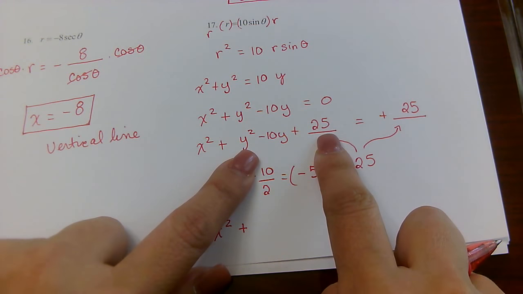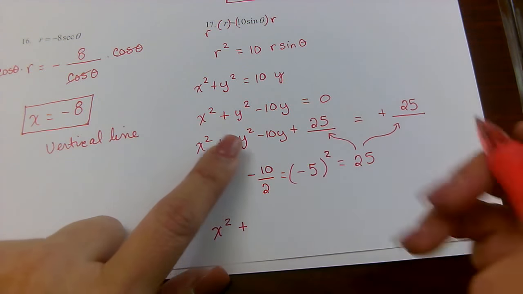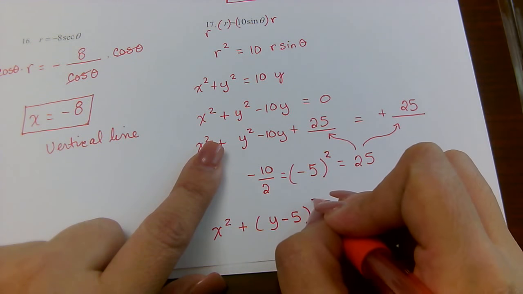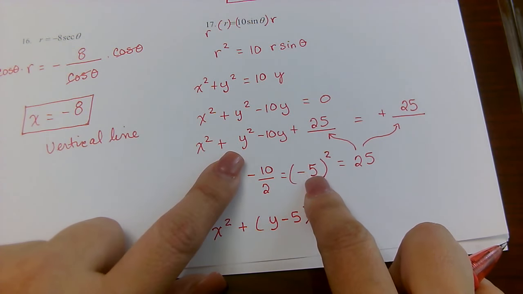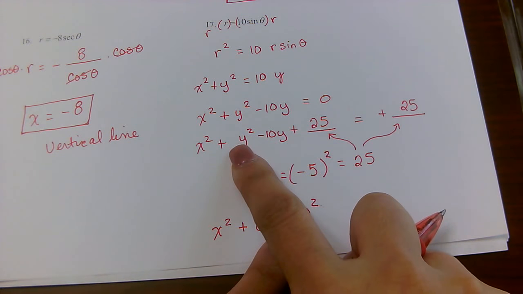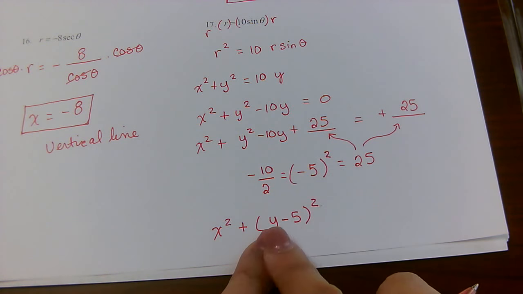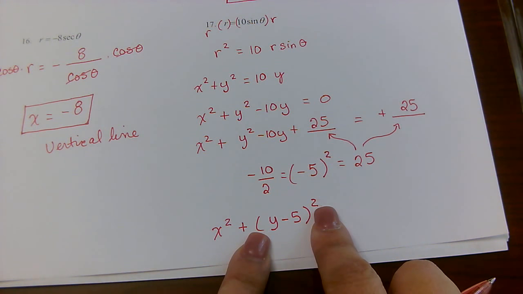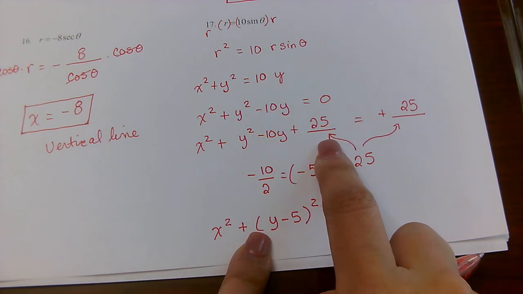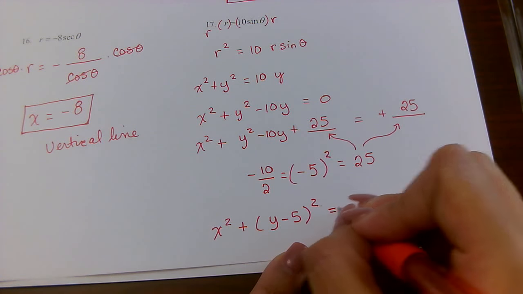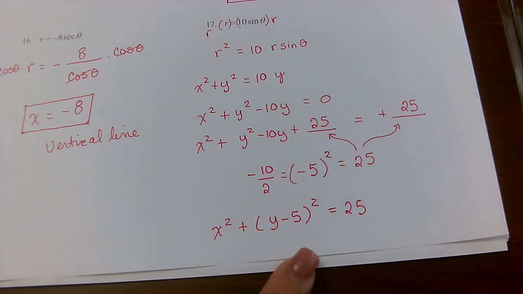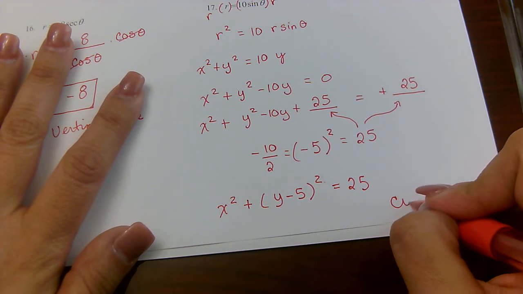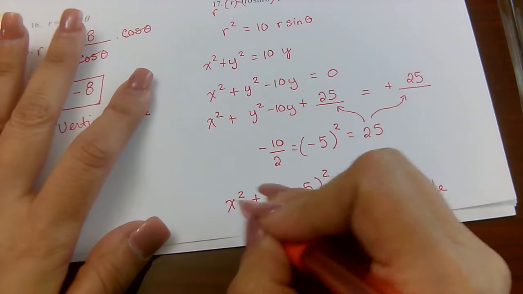I can go ahead and factor this, which will be y minus 5 squared. All I do in this case is use this as a guide, and whatever variable I have here, I put in the front. So if I did y minus 5 and square the whole thing, I will get this if I FOIL it out, and it is equal to 25. This is our answer, and this is also going to be a circle.